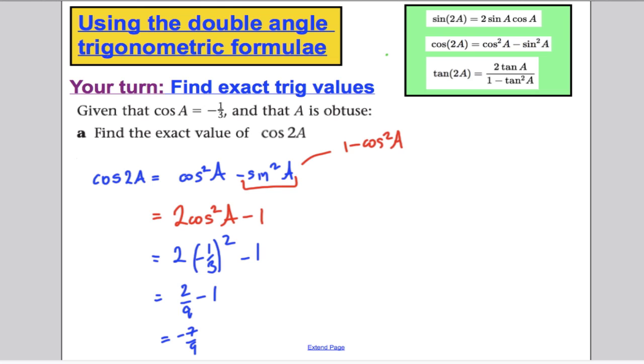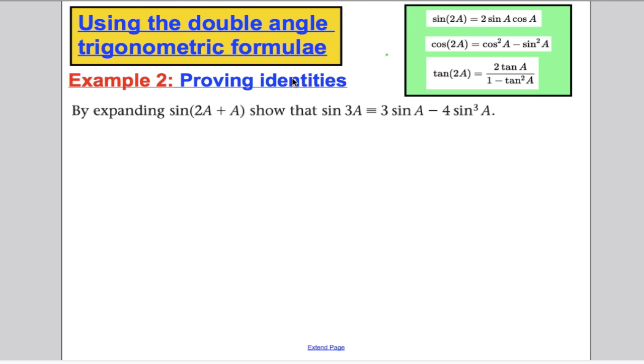Okay, now let's move on to a different type of question. We're proving the identities here. It tells us if we expand this, it must be using our addition formulae. We want to show that sine 3a is equal to this here. So expanding this, I think we need to use our addition formulae.